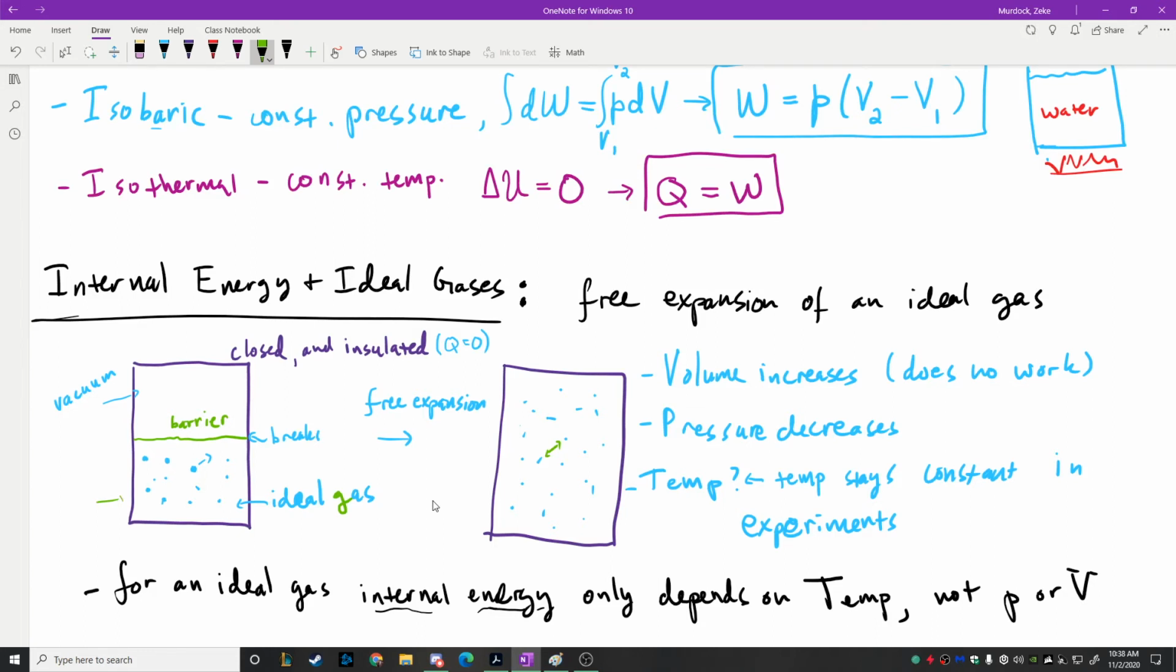So for a non-ideal gas, one in which we assume that there are interactions between the particles, this is not true. And the internal energy will depend on pressure and will depend on volume. If you put it into a smaller space, there's going to be more interactive forces between the particles, and that will then increase the internal energy, which means that the pressure and the volume are going to affect the internal energy, basically. Right? I think I got that right.